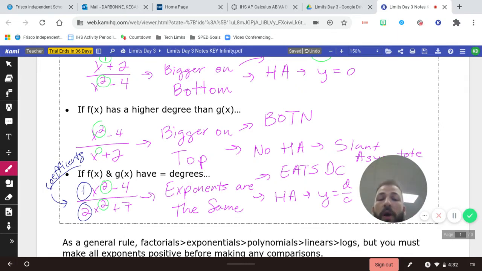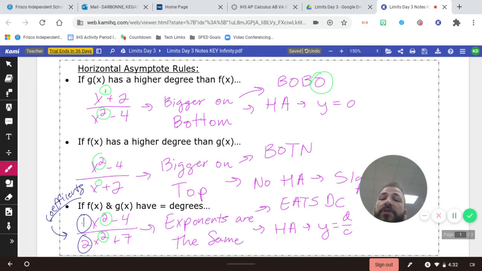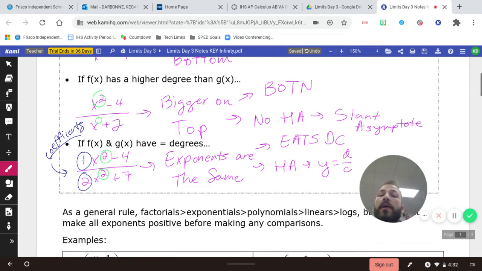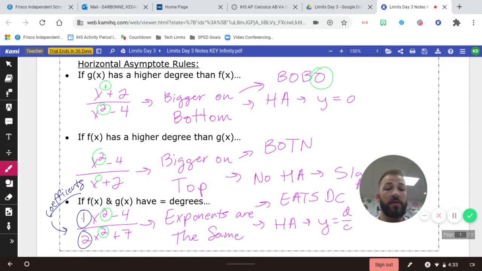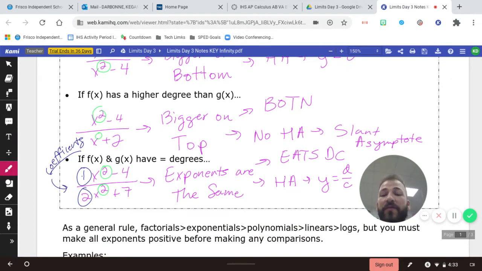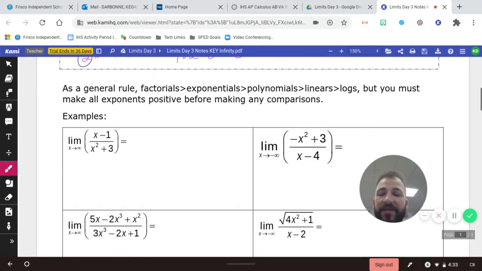So our three situations are: bigger on bottom, so the degree is bigger on the bottom, the horizontal asymptote is y equals 0. If it's bigger on top, then we don't have a horizontal asymptote; we have a slant asymptote. And if our exponents are the same, then our horizontal asymptote is the coefficients divided. To help you remember, a short little mnemonic phrase: BOBO BOTN EATS DC. Bigger on bottom, y equals 0. Bigger on top, none. Exponents are the same, divide the coefficients. Okay, so let's look at some examples.